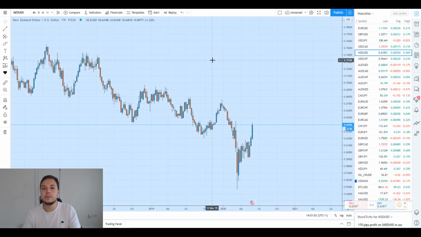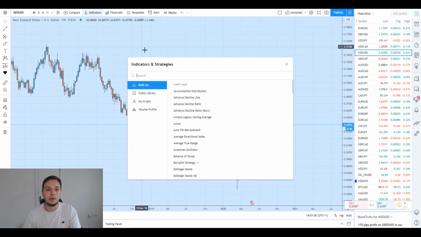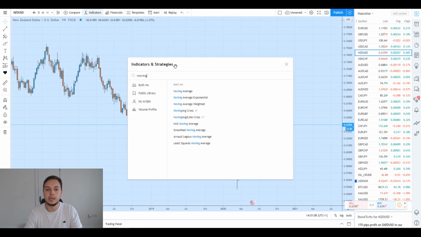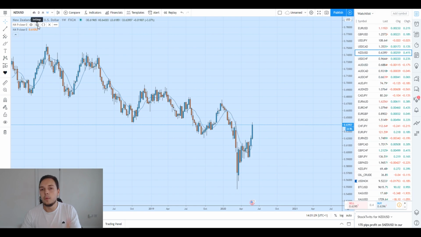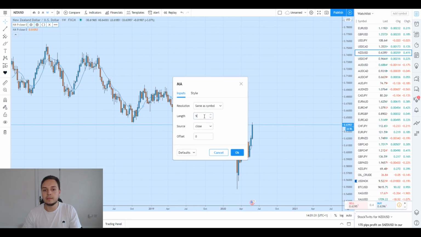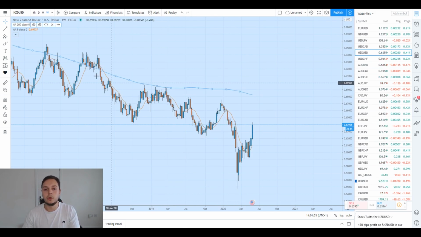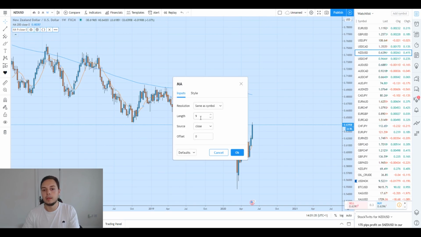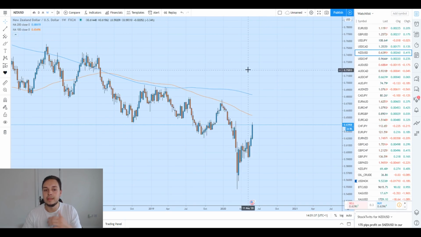Right, so the first thing we're going to need is an indicator. Of course, we're going to write over here moving average. It says moving average, but it's actually a simple moving average. So let's just click two times to get two of them. And what we're going to need now is to click settings, and we're going to use the length of 200 on one of them and 100 on the next.